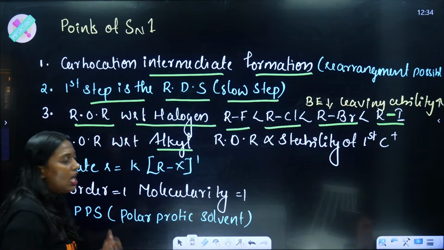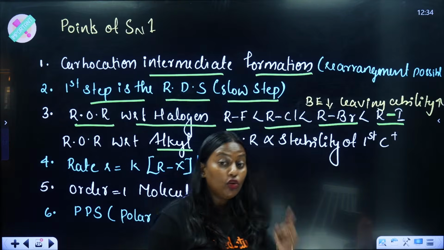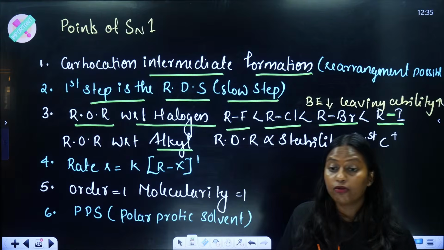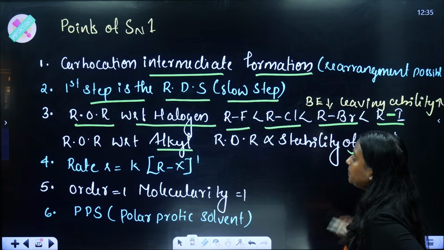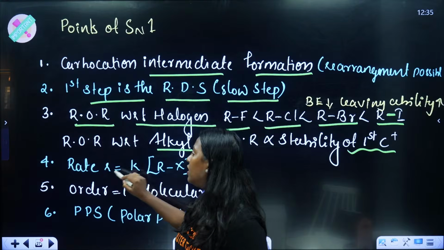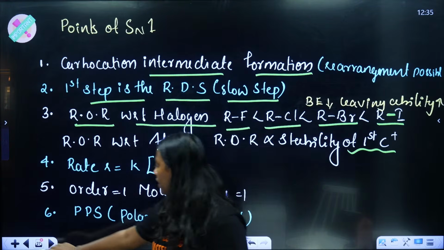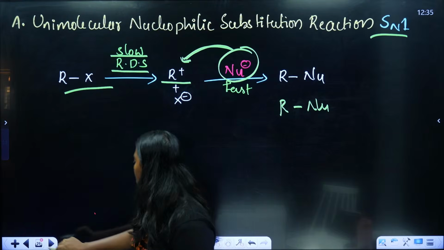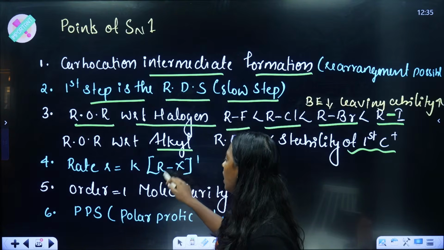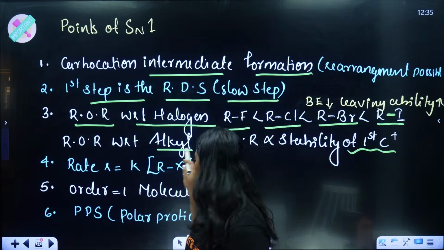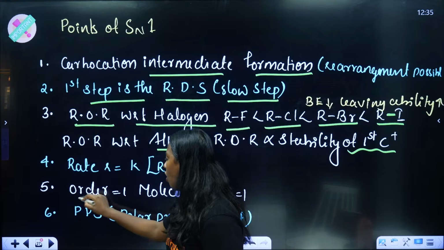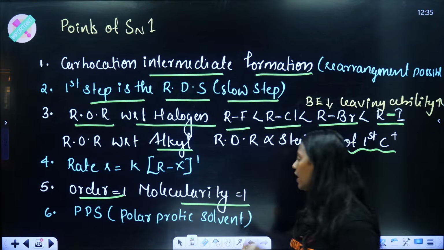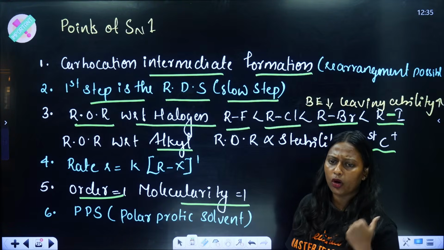That is very simple. Rate of reaction is directly proportional to the stability of the first carbocation, before rearrangement. Next, I told you the rate can be calculated from the first step. This is the reactant. So rate of the reaction equals k into the concentration of RX. Next is order. Order is equal to 1 and molecularity is also 1. Only one reactant is there.